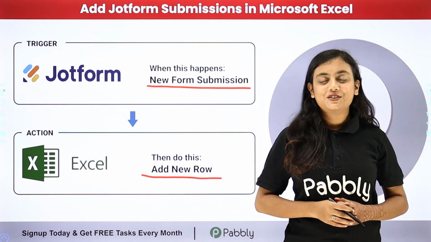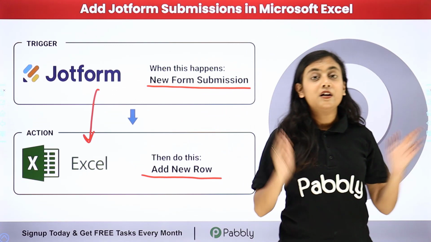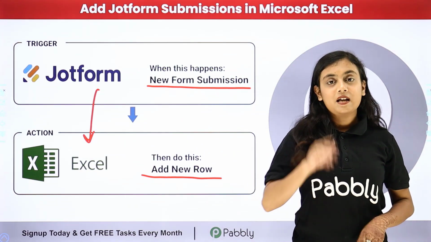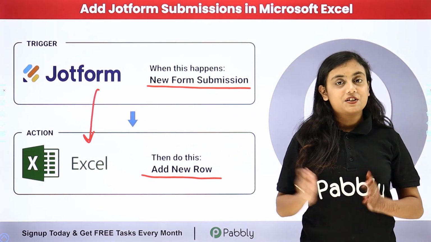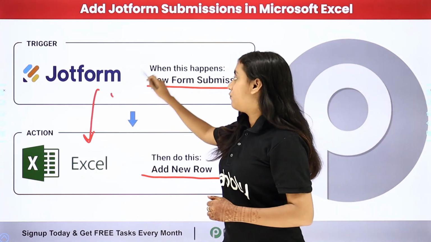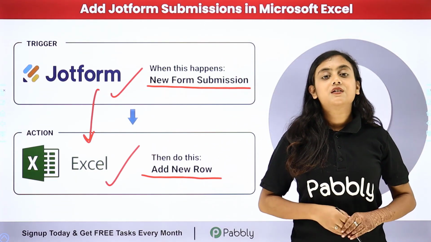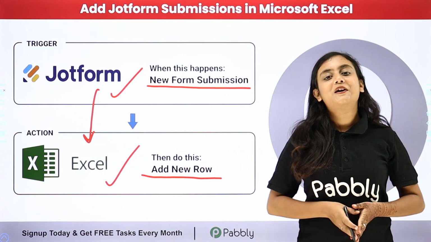For that, what we're going to do is, we are going to create an automation between Jotform and Microsoft Excel with the help of Pabbly Connect. Pabbly Connect runs on two concepts, that is trigger and action. In this process, my trigger application is going to be Jotform and my action application is going to be Microsoft Excel. If you want to learn how to do this automation, then let me take you all to my screen.